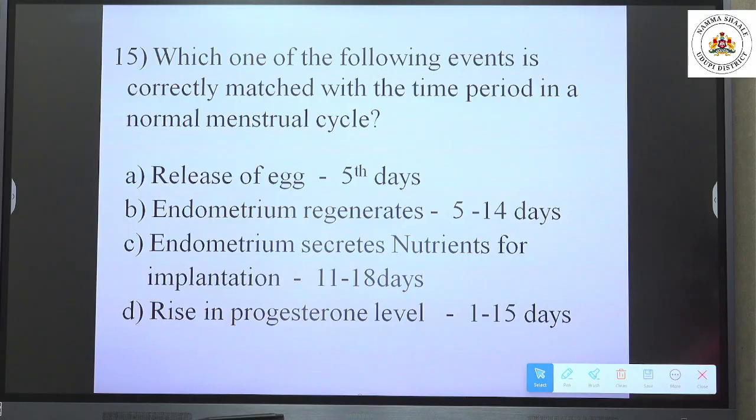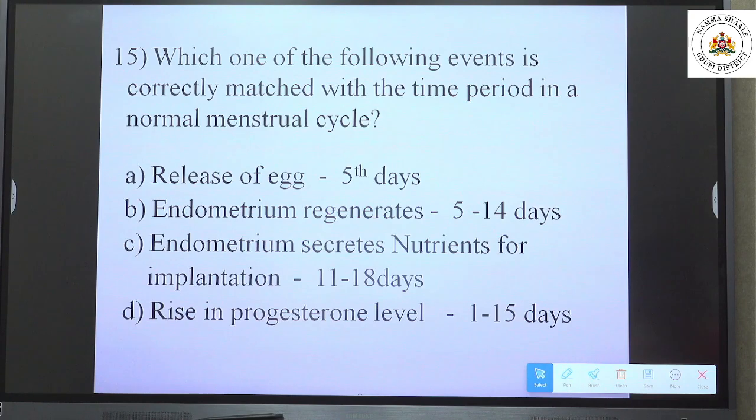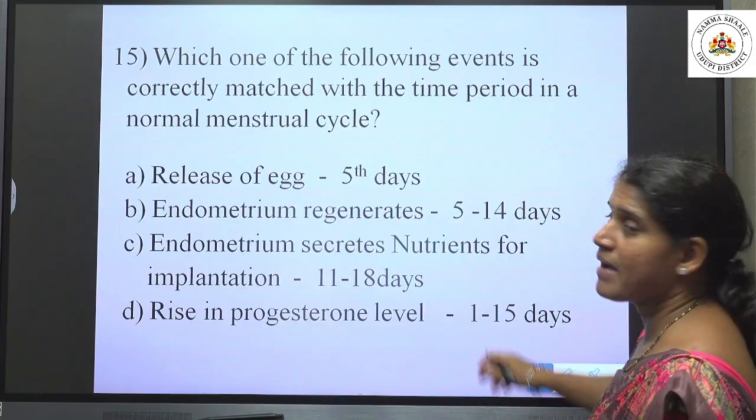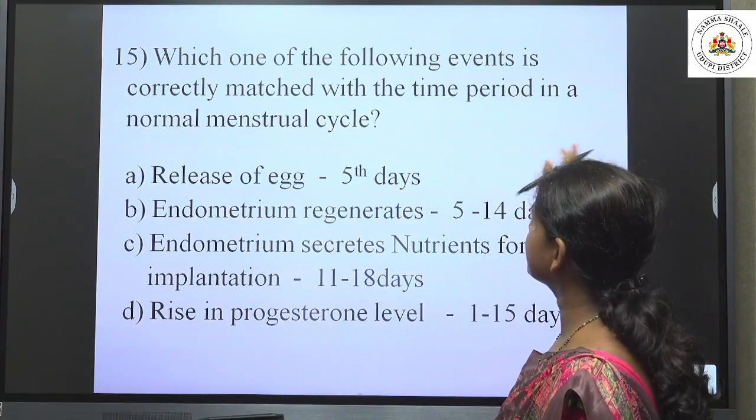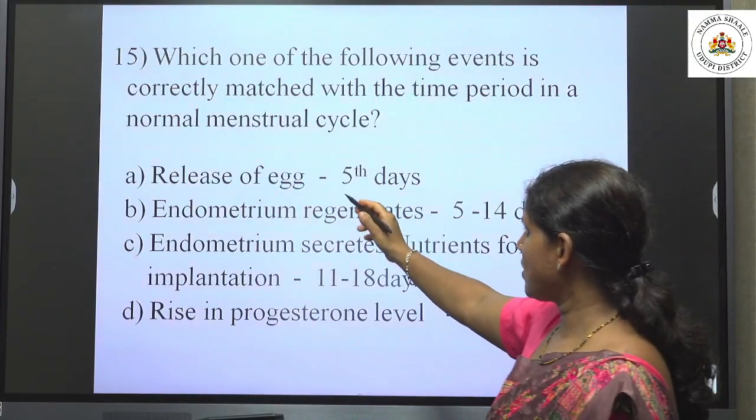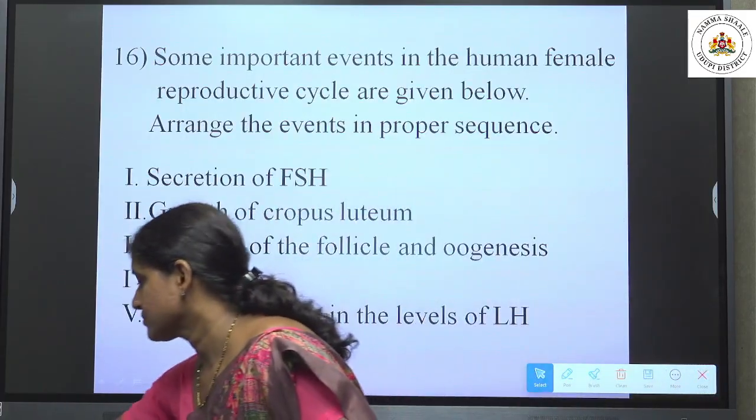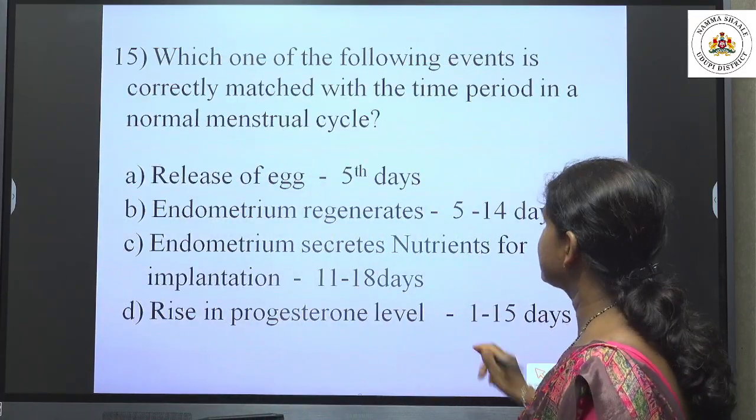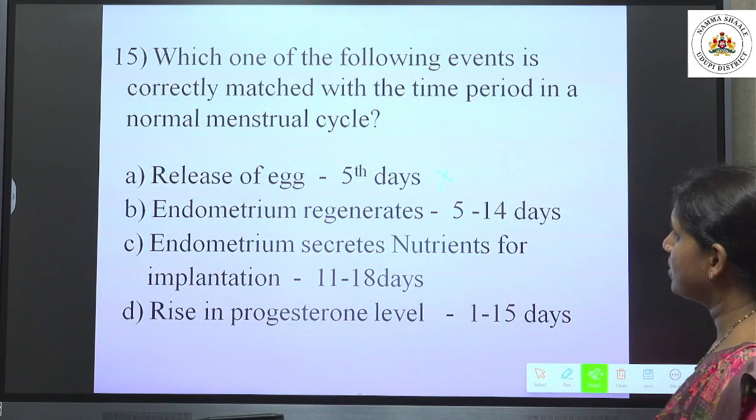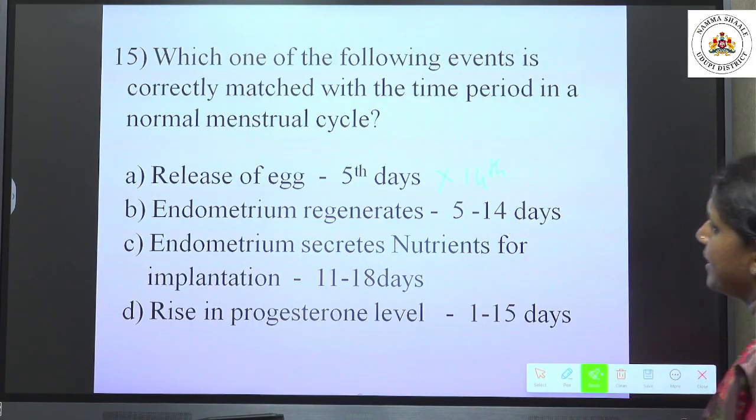And the next question is, which one of the following events is correctly matched with the time period in a normal menstrual cycle? So the first option is the release of egg. This option is wrong, because it takes place on the 14th day of the menstrual cycle, and that is ovulation.